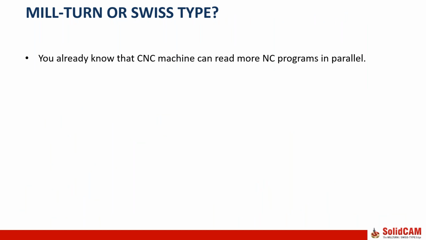Now, let's take more differences between turning and Swiss type machines. Okay, you already know that we can control more devices, more turrets, which means for each turret you can send one NC program. Every turret is working with one NC program. So you, for example, can send 2 or 3 NC programs in parallel at once to the machine, and the machine is handling it. And each of these programs runs some dedicated device.